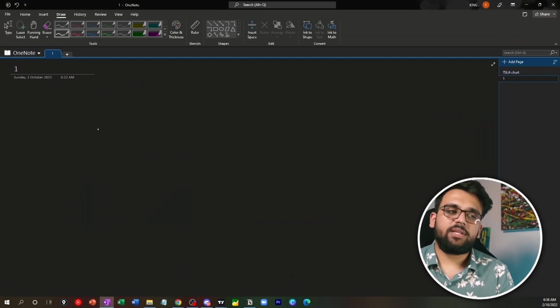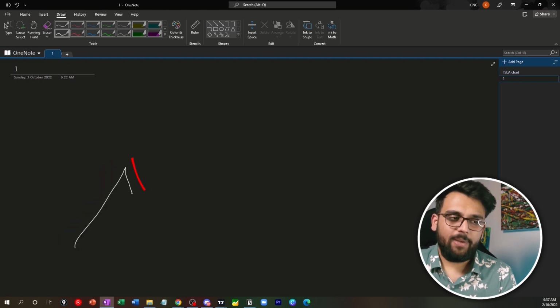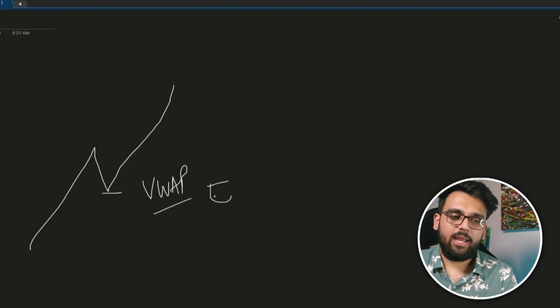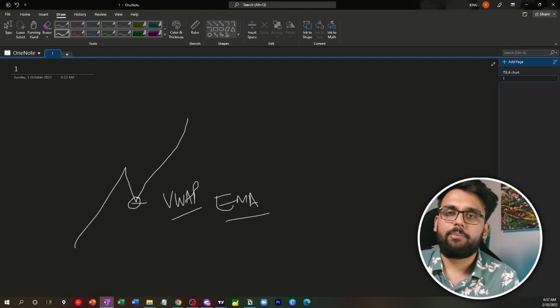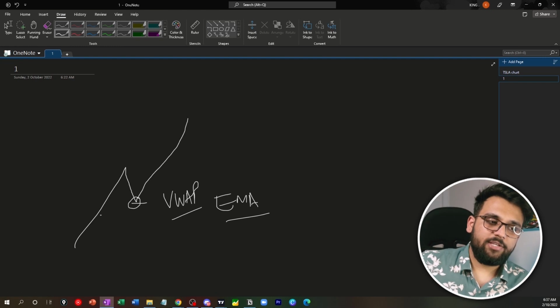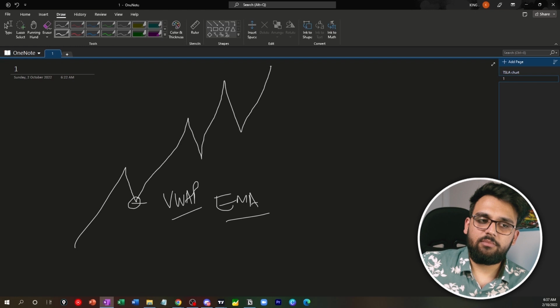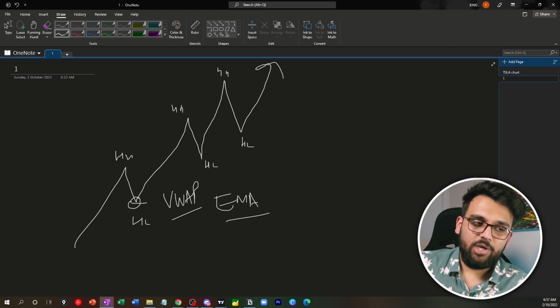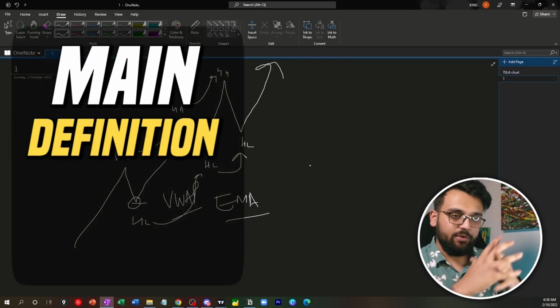So what actually happens in this is price moves up, pulls back. So this was an impulse wave, pulled back, moves up again. So this can be your VWAP, it can be EMAs, it can be whatever you use to help guide yourself, or even just price action. Price moves up, comes down, moves up again, comes down, goes up again, comes down, moves up again. So what's happening here? Higher lows and higher highs, right? So this is our main definition of a trend.